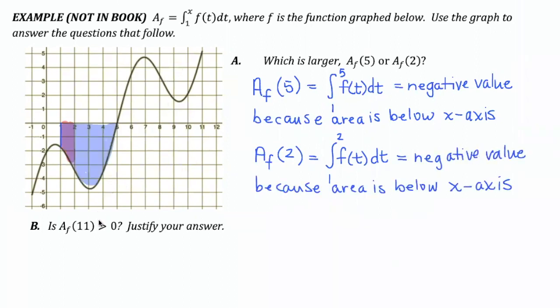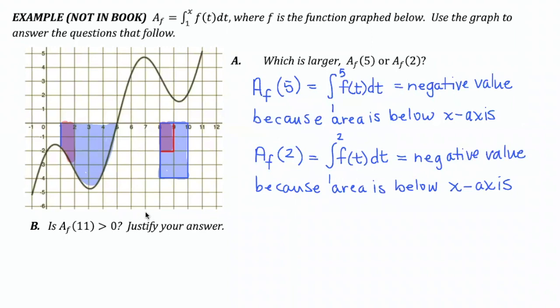I've put the blue shading back for A sub f of 5, and you can see I've now created sort of a purple where it overlaps with A sub f of 2. So the question is, which is larger? You may be tempted to say that clearly the blue shading is larger, so therefore A sub f of 5 would be the larger value. However, please keep in mind that these are negative numbers that we're working with.